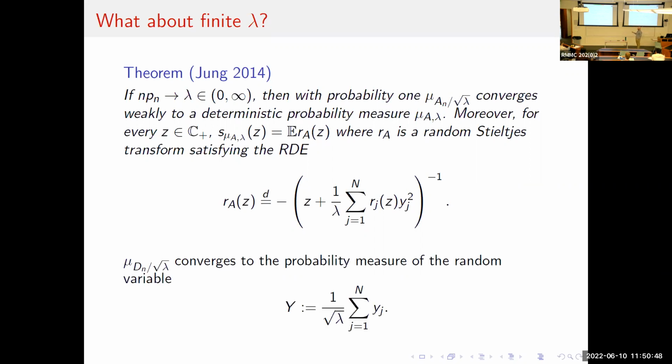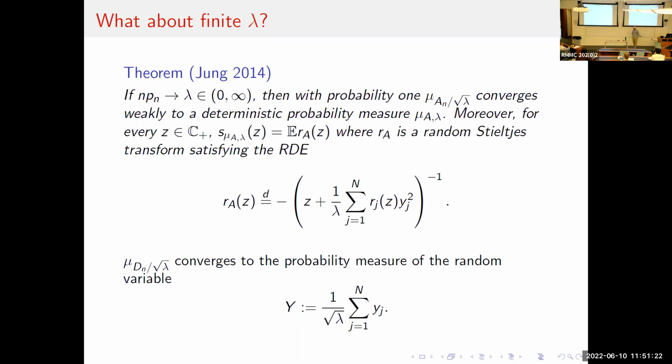So for Dn, we know quite a bit more. So for An, all we really have is this RDE. And for Dn, we know a lot more. It's going to converge to the probability measure of this random variable. So this is, again, just for the Gaussian case. And this is super nice. This is called a compound Poisson random variable, but it's just the Poisson sum of Gaussians. We know a ton about Poissons. We know a ton about Gaussians. So compared to this mu A lambda, we know a lot about this limit. Questions?